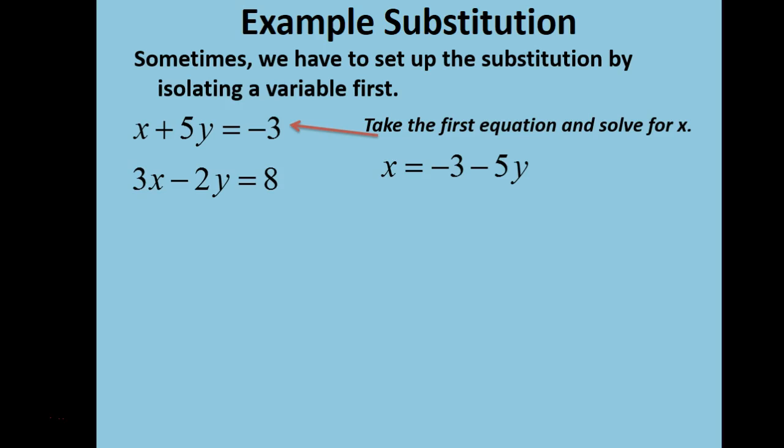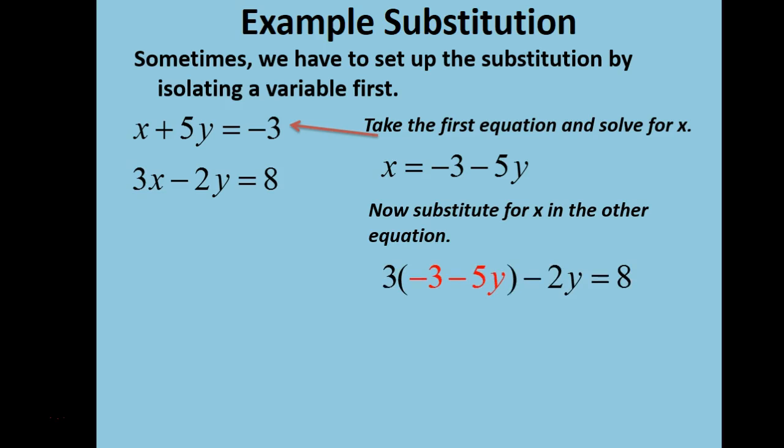Now, I know that x is equal to negative 3 minus 5y. I learned that from the first equation. So I'm going to go to the second equation now, and in place of the x there, I'm going to put in negative 3 minus 5y. So I've got that 3x minus 2y equals 8. I take the x out, and I put in negative 3 minus 5y.